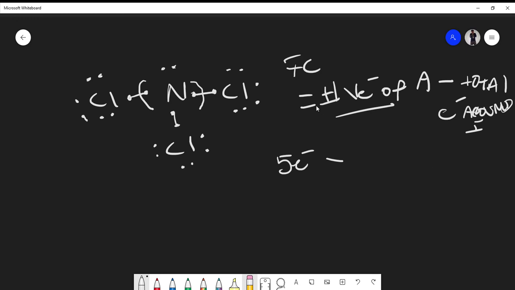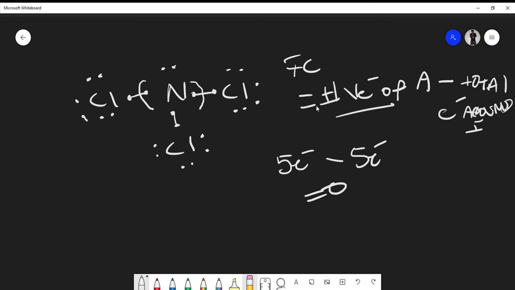And so when we count the total number of electrons around nitrogen, this is 1, 2, 3, 4, 5. So this is 5 minus 5, which is equal to 0. So nitrogen in this case does not have a formal charge.